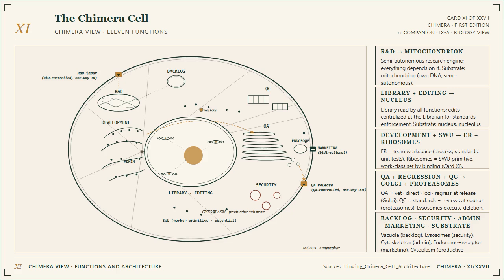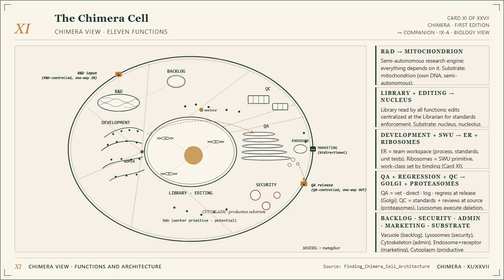Free ribosomes, or work units, are scattered throughout the cytoplasm. Generic work units, drawn by quality control when it runs regression cycles. QA is the Golgi to the right of the library. Packages and ships only what passed. QC is upper right, proteasomes, owning standards, reviews, and regression. QC tags what fails review. The lysosomes carry out the actual destruction. QC also initiates regression using free work units from the cytoplasm.